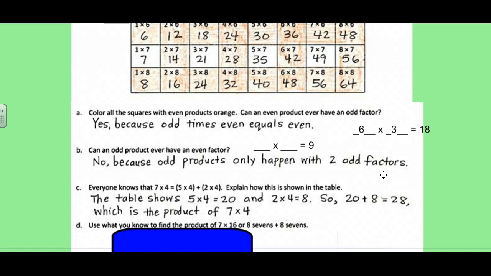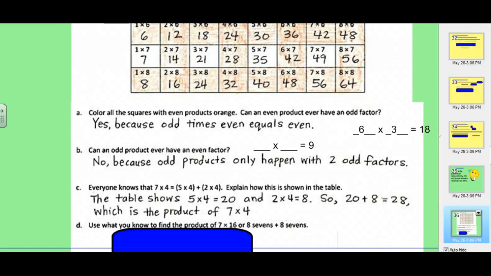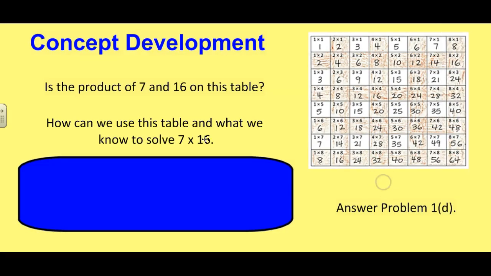Okay, going back to the concept development before you answer D. Is the product of 7 and 16 on this table anywhere? Do you see 7 times 16? When you look on here, no, you don't see that. It only goes to 7 times 8. So it doesn't go any larger than that. So how can we use this table and what we know to solve 7 times 16?